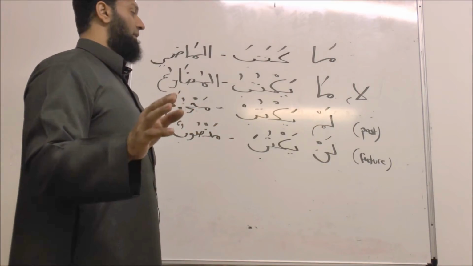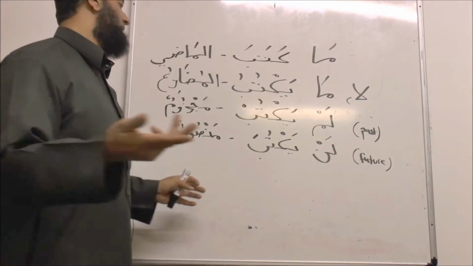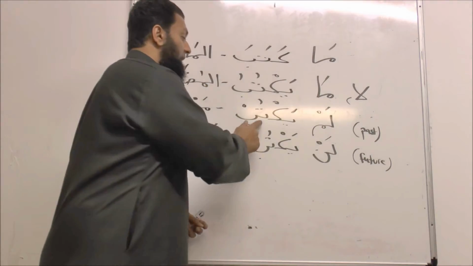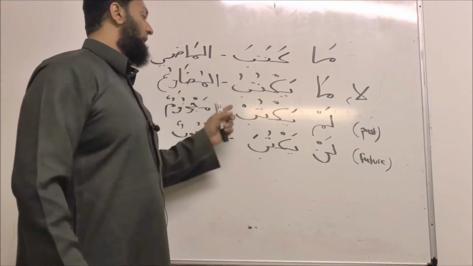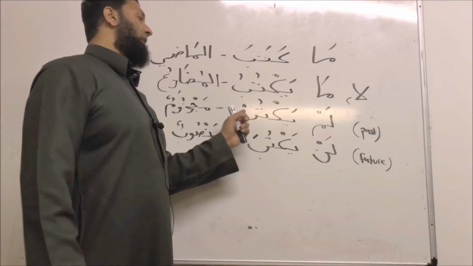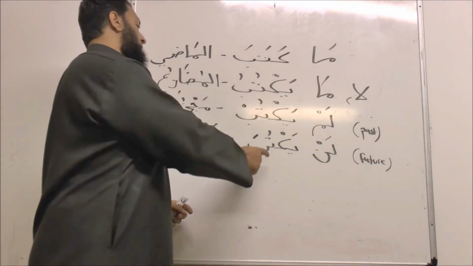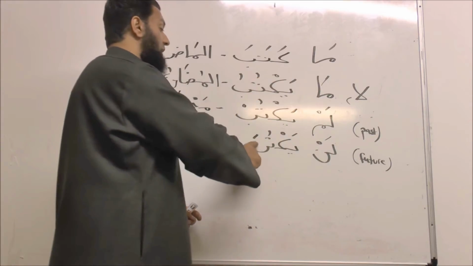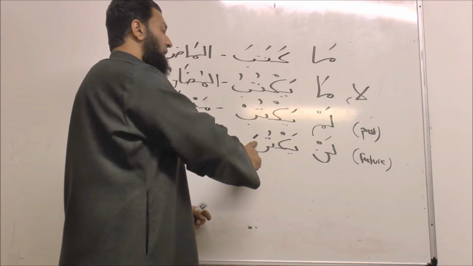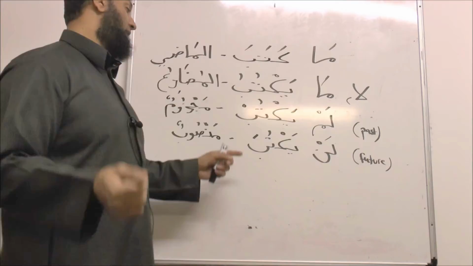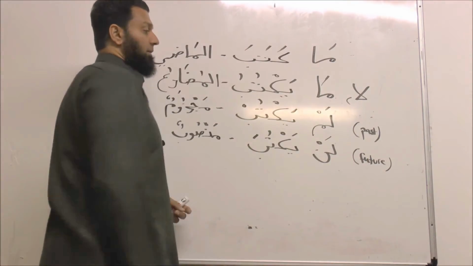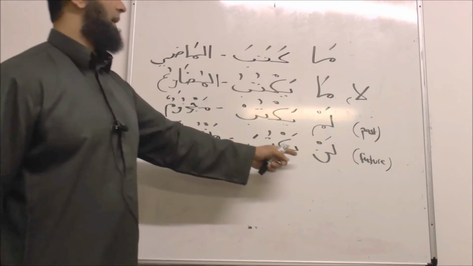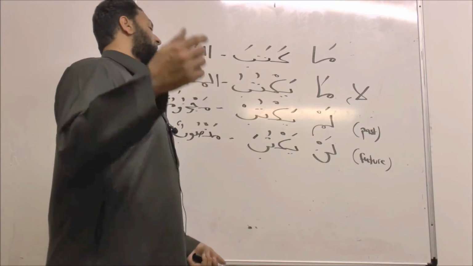Is that clear? These two are not particularly difficult. You just have to remember that yaktubu becomes majzum with a sukoon, and in this conjugation yaktubu becomes yaktuba with a fatha. Lam makes it the past and lan makes it the future.